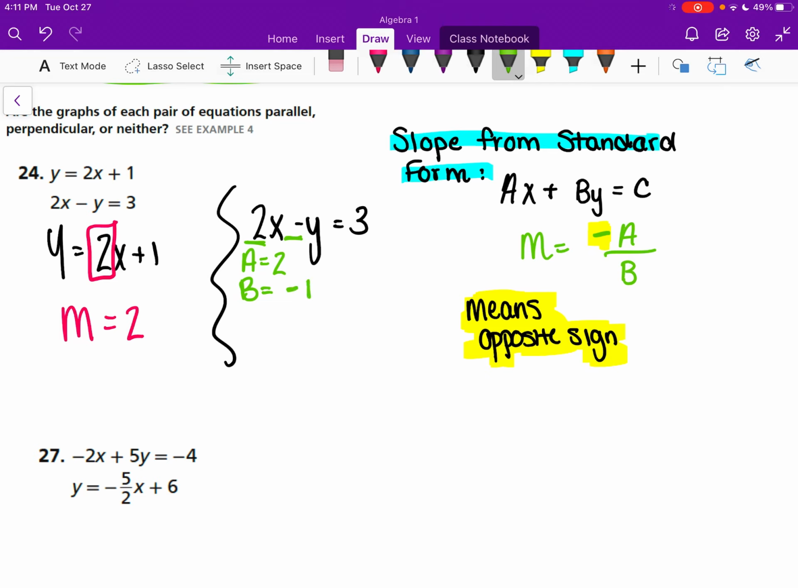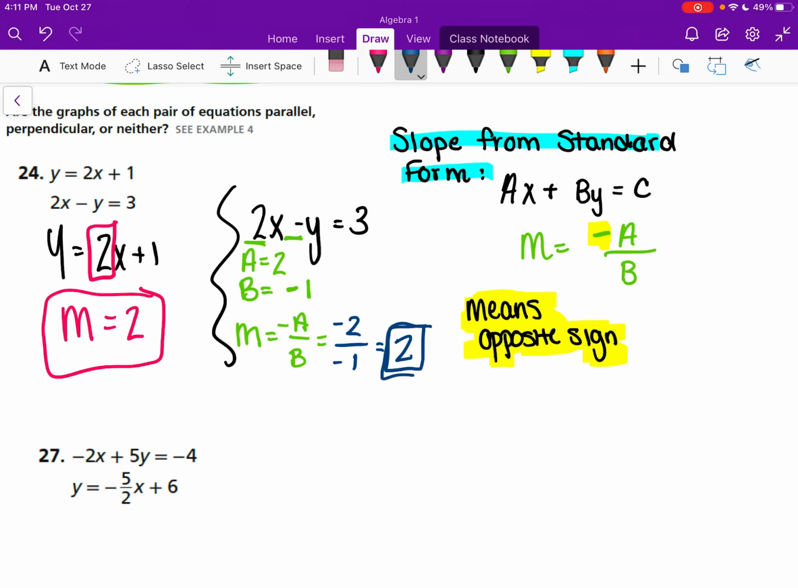Now I can use my quick little formula, m equals -a/b, to find that slope. -a means opposite a. Well, a is 2, so that's going to be -2. b just means straight up b, -1. -2 divided by -1 is a +2. So would you look at that? This slope is 2. This slope is also 2. Those two slopes are exactly the same, which means these lines are parallel because they're exactly the same.